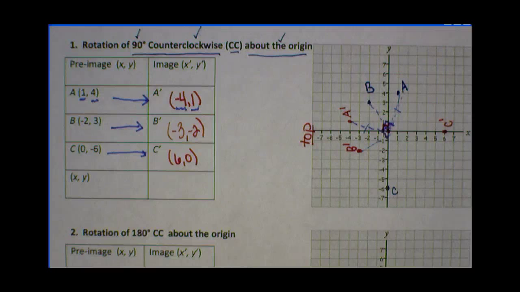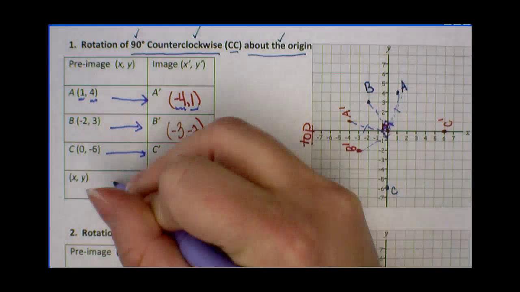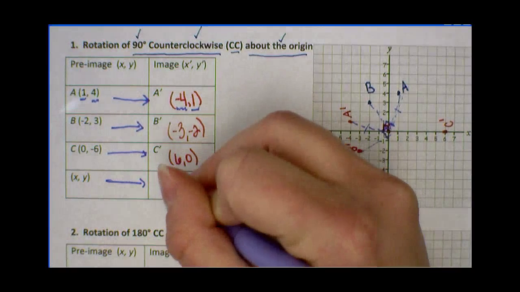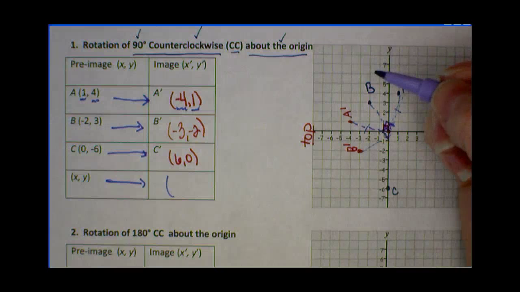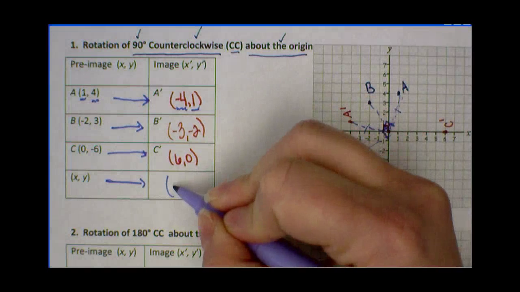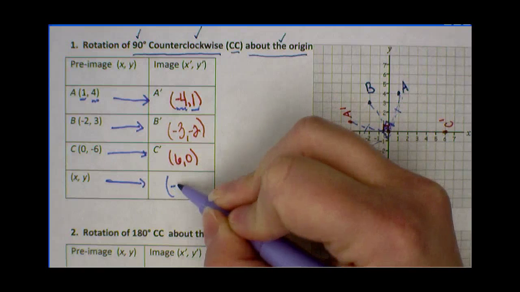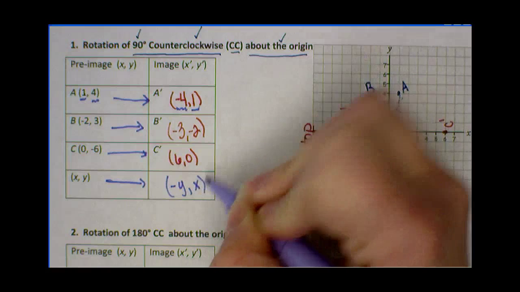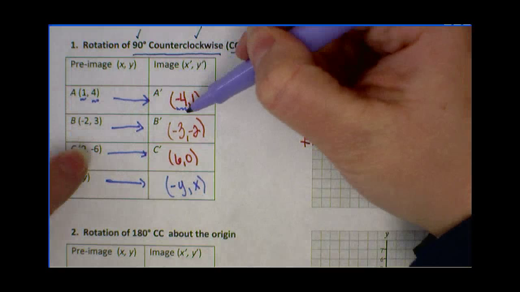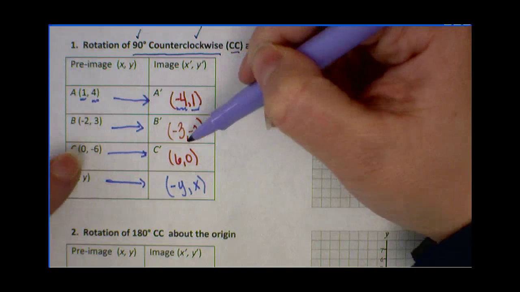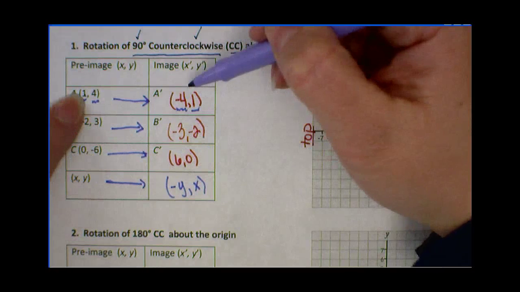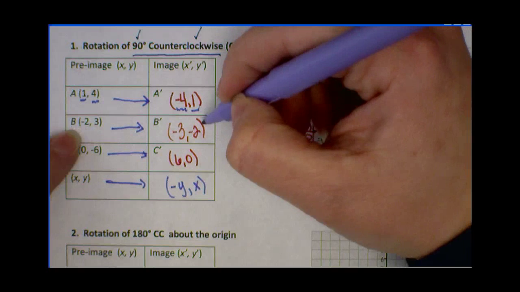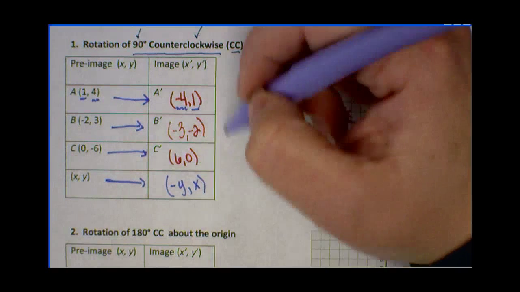To me, it's almost like the X and Y are switching. However, the Y coordinate of the pre-image is the opposite of the Y of the image there. So it's going to be the negative Y, or opposite of Y, and then X. And does that happen every time? It's always the opposite of the Y value. This 3 became a -3. This -6 became a 6. But the X value, what now becomes your Y value, stayed the same. Absolutely. So it's a pattern.